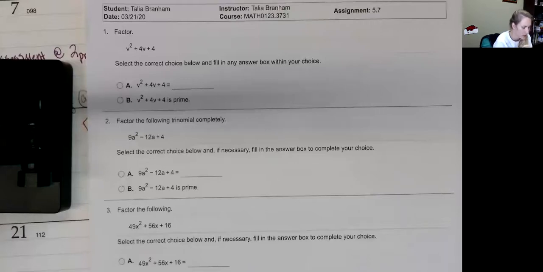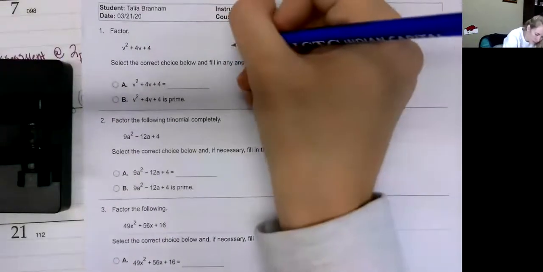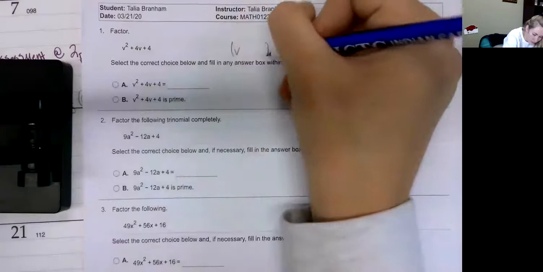Okay, so this one is all special products. And for the most part, it's going to be just taking the square root of the first one and the square root of the second one, because they're going to be repeated, is what they mean by special products. So our v squared, if we were to factor v squared, it'd be v times v.